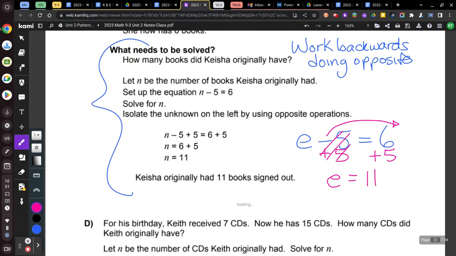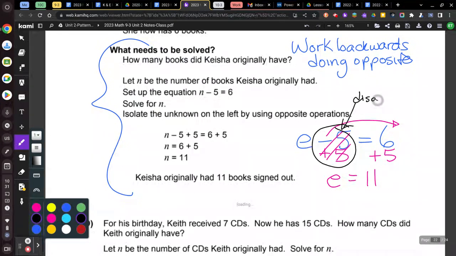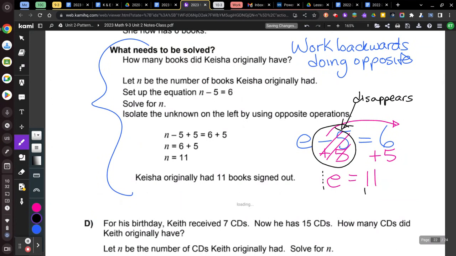Okay, you can see the steps working backwards. When you subtract, you need to add it to make it disappear. On the left-hand side, when you do that, that part disappears. That's how you get the letter E or whatever letter you choose. That's how you get it all by itself. And the only thing you want in front of it is a hidden positive 1 that says I have 1 E. Okay, so that means my total number of books that I started with is 11.